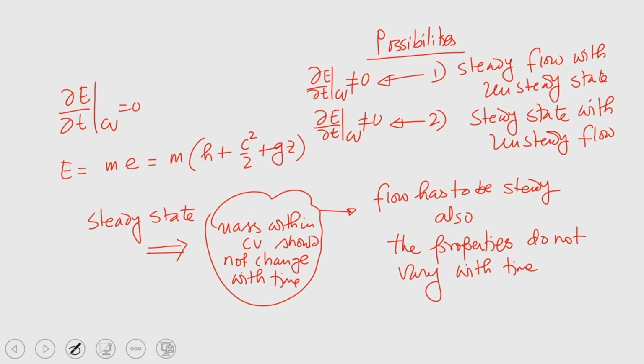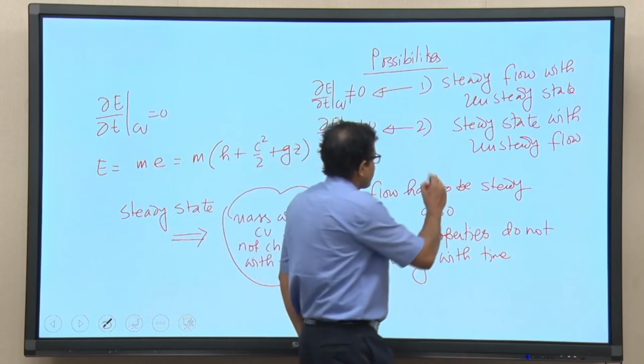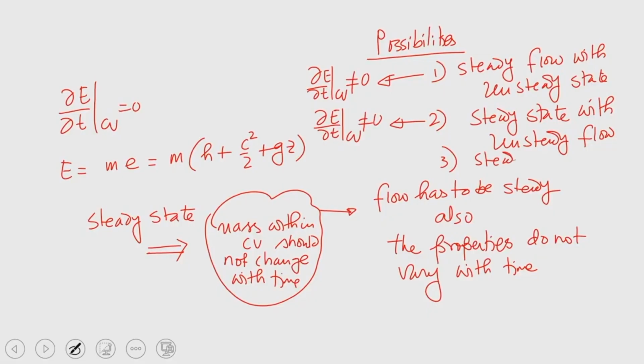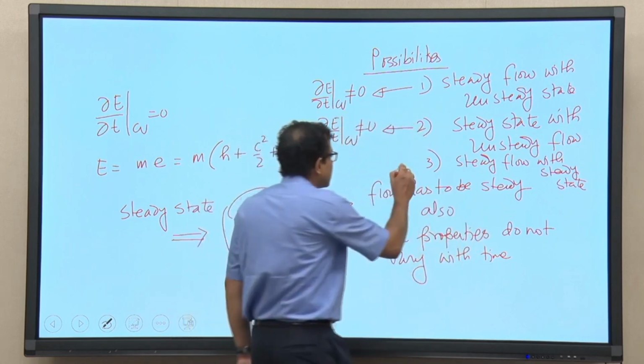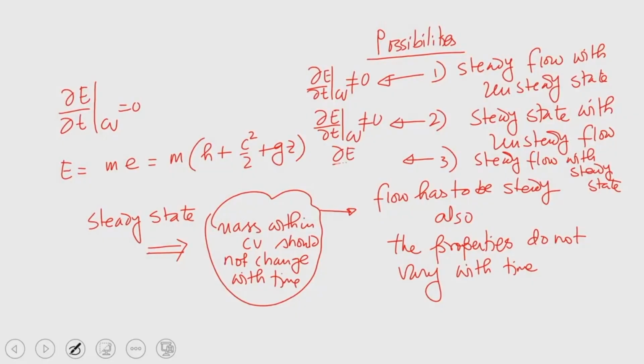Last case, say if we ensure steady flow with steady state. If the flow is steady, m is not getting changed. If the state is steady, properties are not varying with time. So, we can write dE CV/dt equal to 0, but there again may be a case that even though mass is not changing and properties are not changing, their product might change. In that case also we cannot write that dE/dt CV will be equal to 0, right.